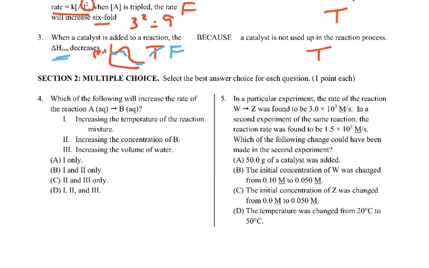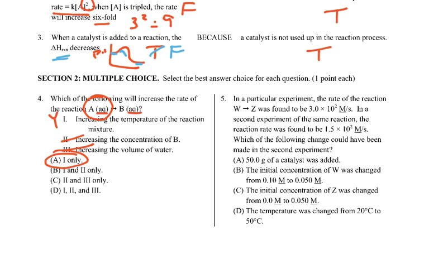Number 4, which of the following will increase the rate of the reaction? Okay, aqueous and aqueous, so we're talking about two solutions here. Increasing the temperature of the reaction, yes, that always speeds up a reaction. Increasing the concentration of B, no, if I can increase the concentration of A, that would do it, but not B. Increasing the volume of water, no, definitely not, because that would dilute the concentration. So 1 only is going to be our answer on that.